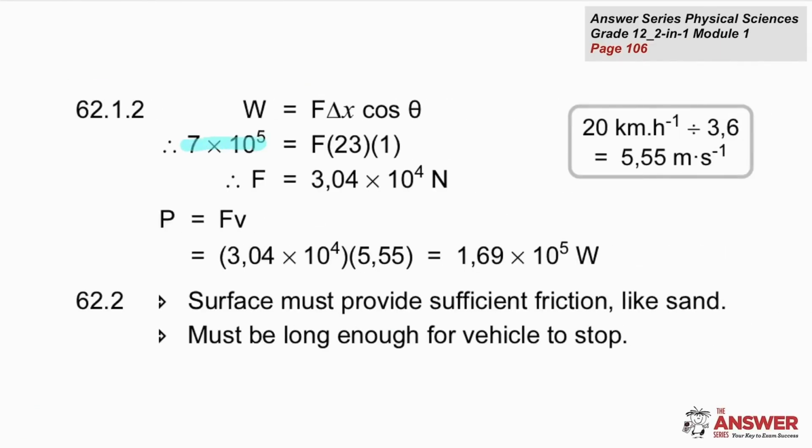Since we already know the work done by the truck, we can use the definition of work to find out that the force is 3,04 times 10 to the power of 4 newtons. When we multiply that by the velocity, we get the power of the truck, in other words, the amount of work done every second on its way up the hill, to be 1,69 times 10 to the power of 5 watts.